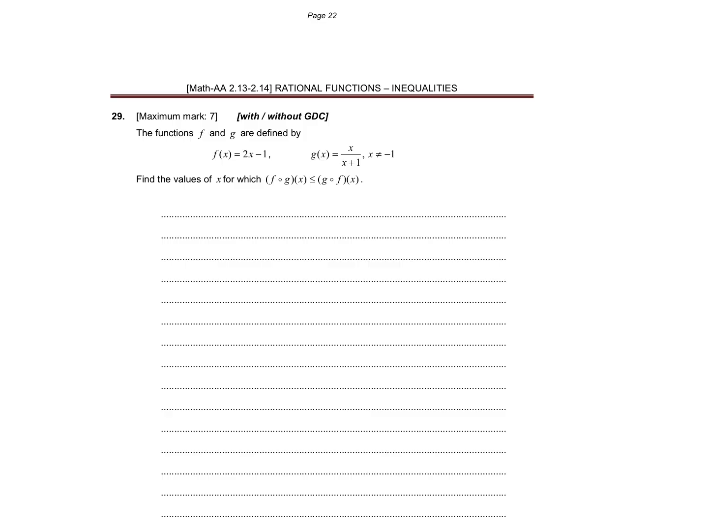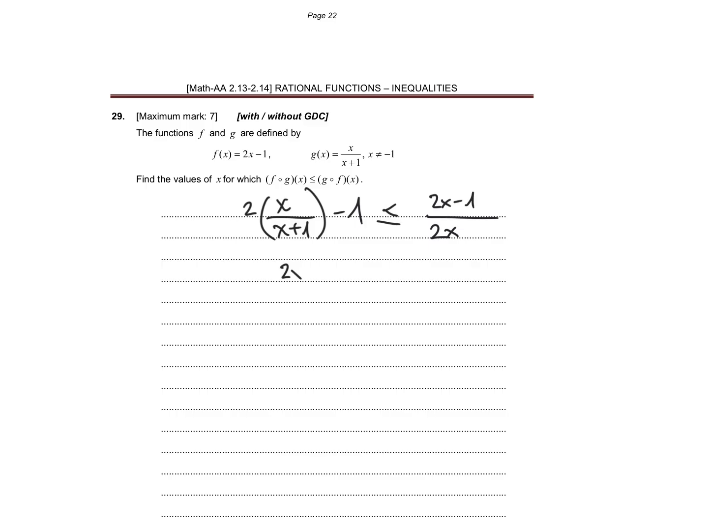Okay, 29, we've got f and g. Find the values of x for which f of g is less than or equal to g of f. So f of g is going to be 2 times x over x plus 1 minus 1, and we want that to be less than or equal to g of f. So 2x minus 1 over 2x minus 1 plus 1, so just 2x.